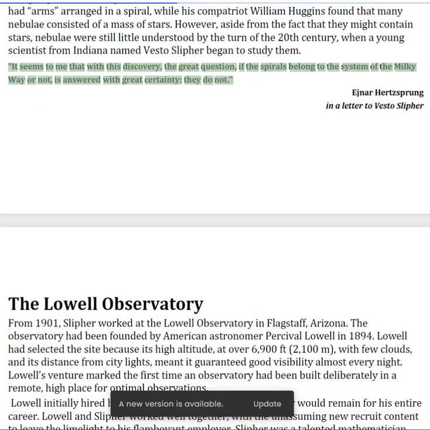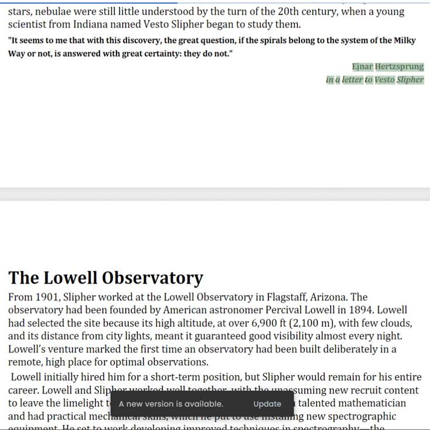"It seems to me that with this discovery, the great question, if the spirals belong to the system of the Milky Way or not, is answered with great certainty: they do not." Ejner Hertzsprung in a letter to Vesto Slipher.